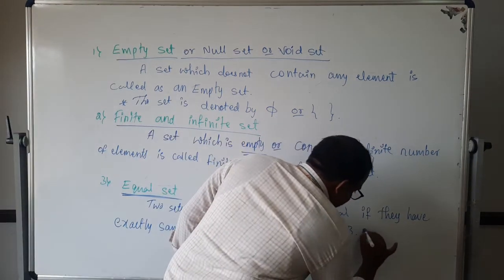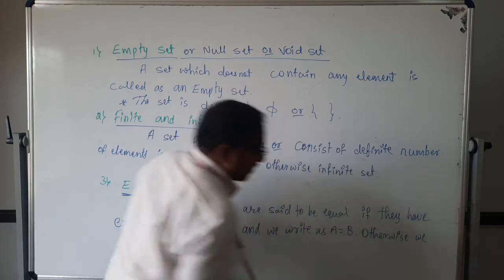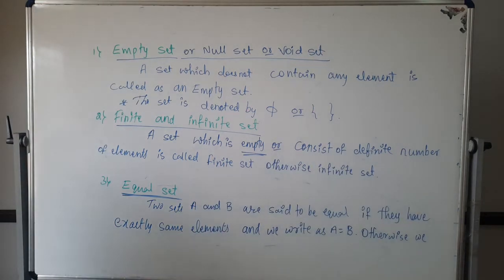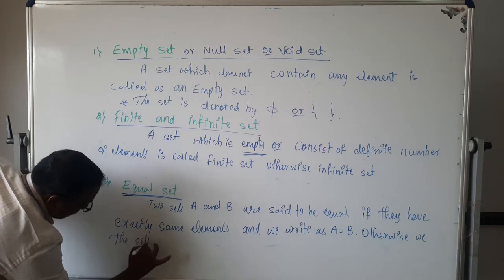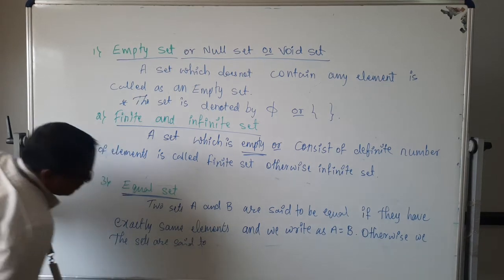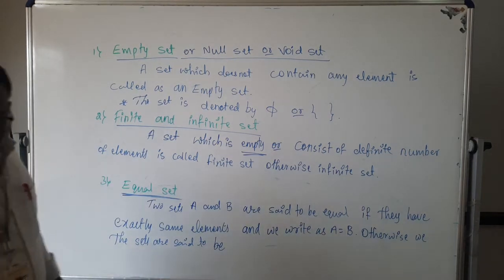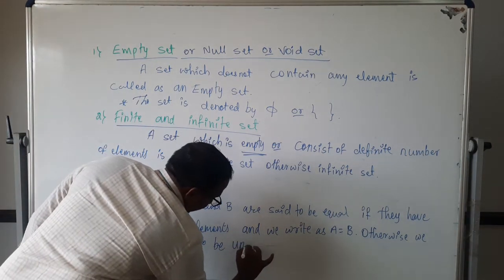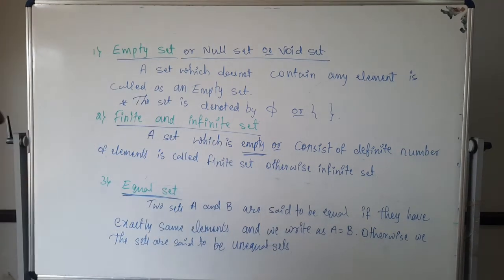Okay, otherwise we can call it as, otherwise the sets are said to be not equal, or unequal sets. Okay, we know that equality between two sets.